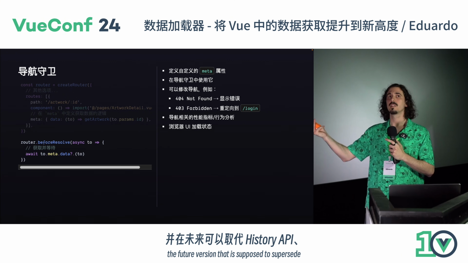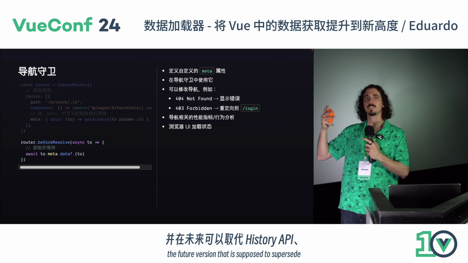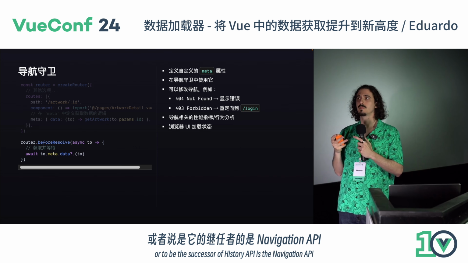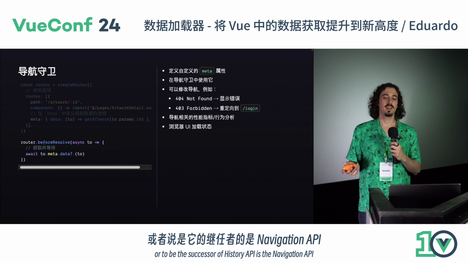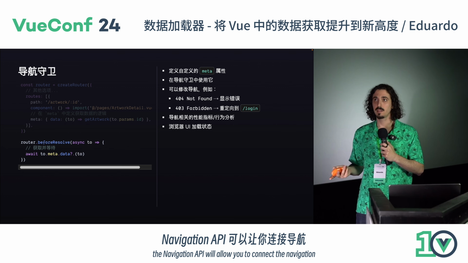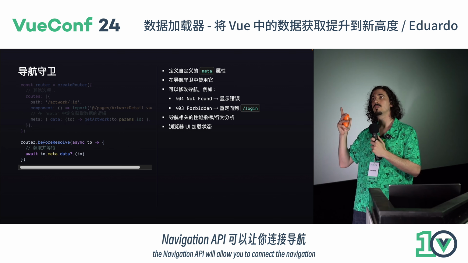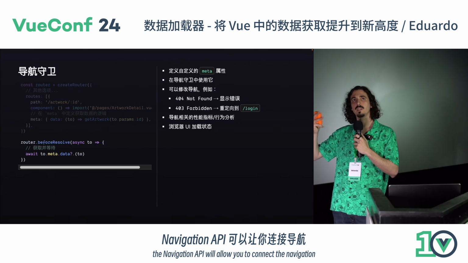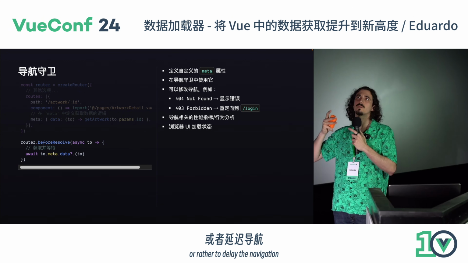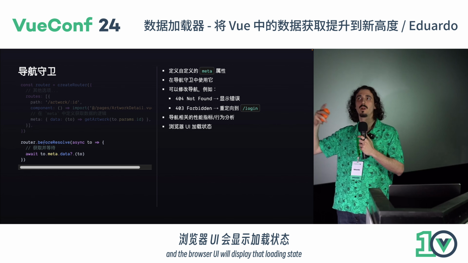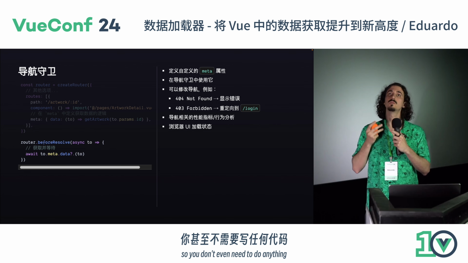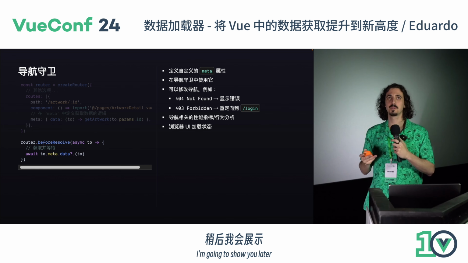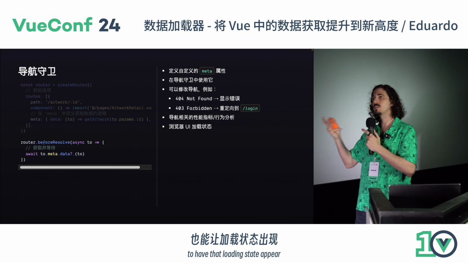The future version that is supposed to supersede or be the successor of the History API is the Navigation API. The Navigation API will allow you to connect the navigation, or rather to delay the navigation, and the browser UI will display that loading state. So you don't even need to do anything.